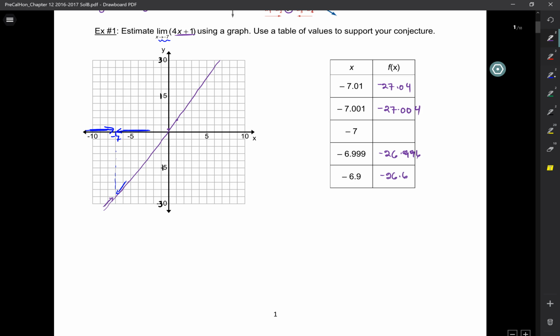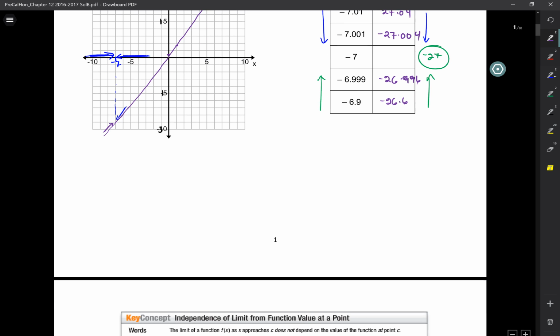-26.6. So as I approach -7 from the left side, my y values are approaching -27. As I approach -7 from the other side, my y values are approaching -27. Okay? So both methods gave me the same value. So I say the limit as x approaches -7 of 4x plus 1 is -27.